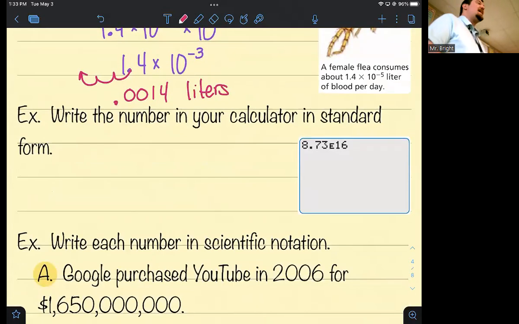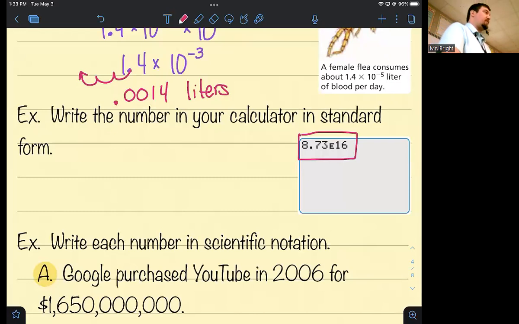Now, when you're in high school and you're using a graphing calculator, that's a bigger screen, you're going to see numbers like this. The E means exponent of 10. So it's really writing it in scientific notation for you. So if you were going to write that in standard form, 8.73 E16 means times 10 to the 16. So you're going to have to move the decimal 16 times to the right.